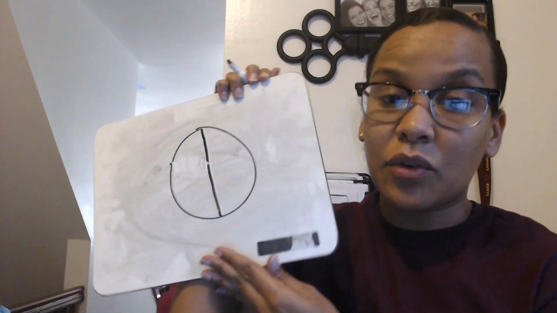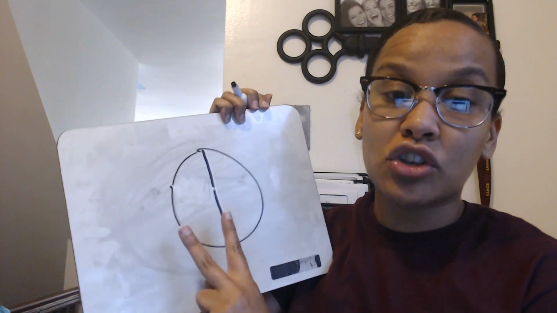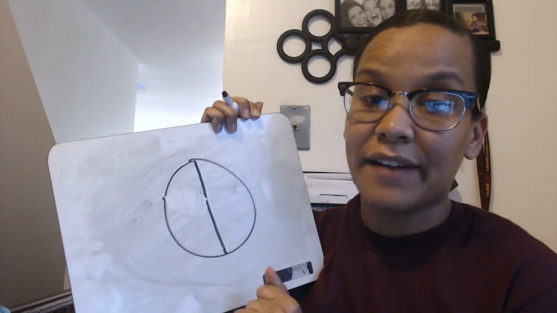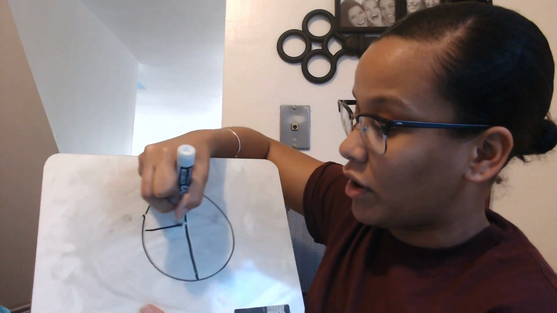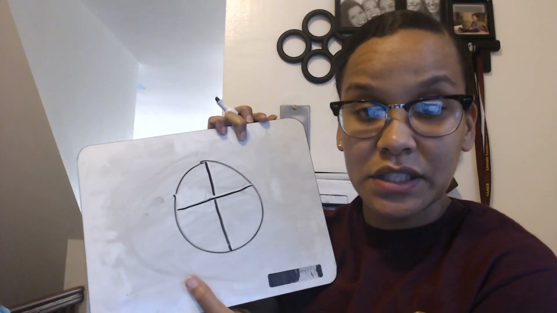So here, what you learned yesterday, I have two equal parts and these are two halves, just like if I cut a cookie in half and gave someone else a cookie. Now today, I'm going to go one step further and talk about our fourths.